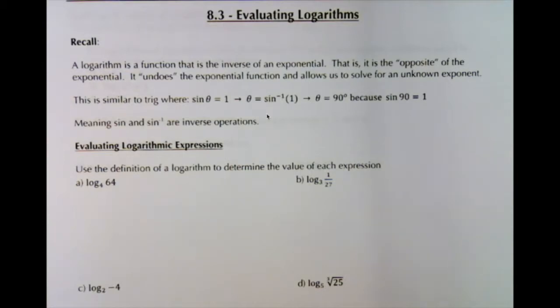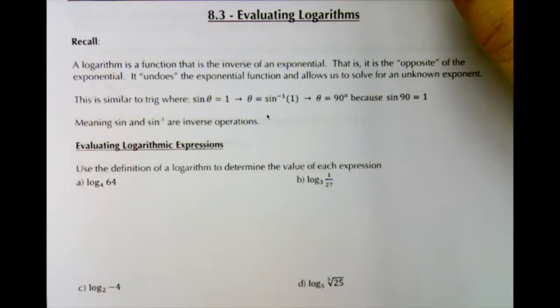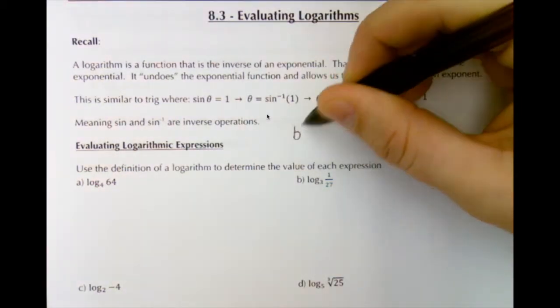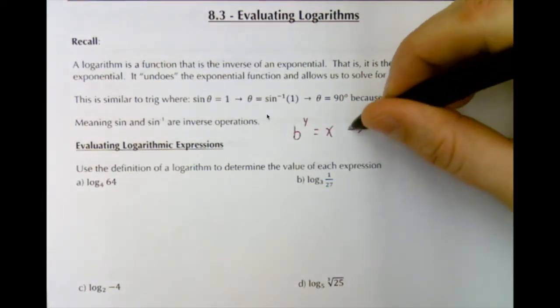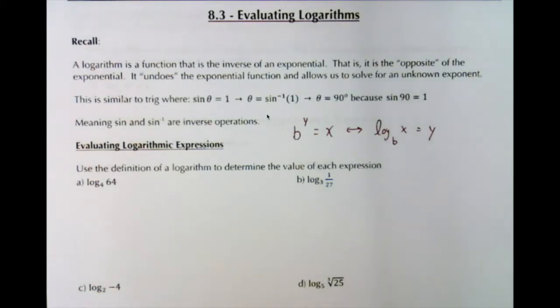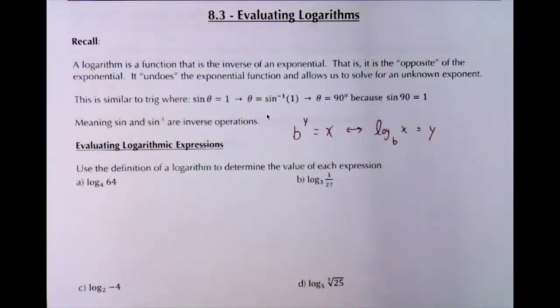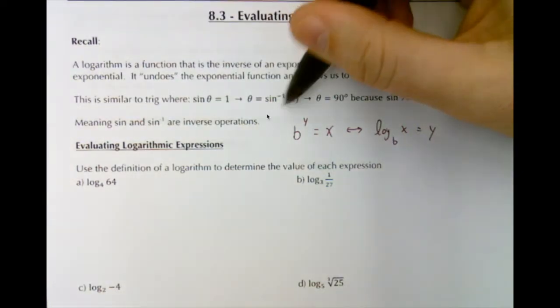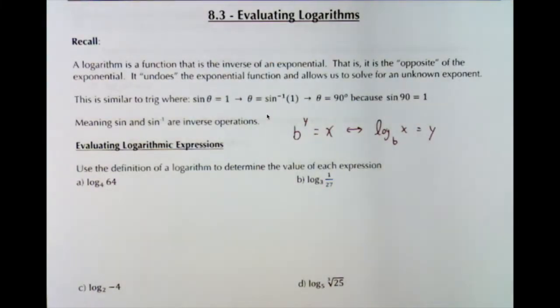Logarithms work quite the same way, and we remember from our relationship between exponents and logarithms that if we had, say, a base b raised to an exponent y, that would equal a number x, and its relationship with a logarithm was that the logarithm of the same base b, but this time of x, gave us the exponent. So the logarithm gives us the input to our exponential function, just like sine inverse gives us the input, the angle, to our sine function. So there's your relationship. How do we use that relationship to evaluate logarithms?